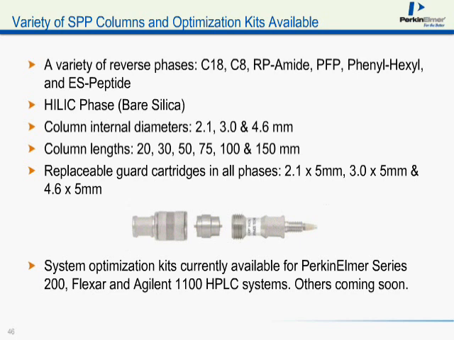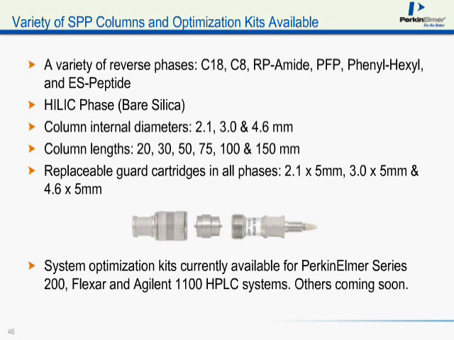We have guard cartridges in all the phases mentioned above, C8, C18, RPA amide, and so forth. And they come in the 3 different diameters based on the column diameter that you're using. We have a special holder for those, which is a cartridge type holder with a high pressure fitting that is finger tight. And then finally we have the system optimization kits that I mentioned earlier. We have the PerkinElmer series for the Series 200, the FlexR. We also have complete optimization kits for the Agilent 1100 HPLCs, and we have others coming soon.